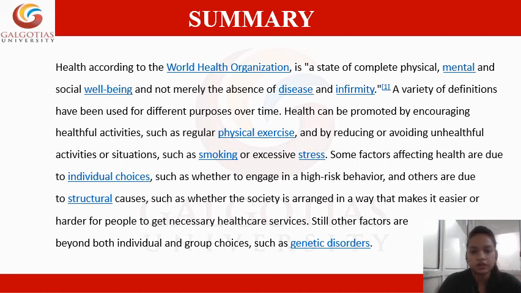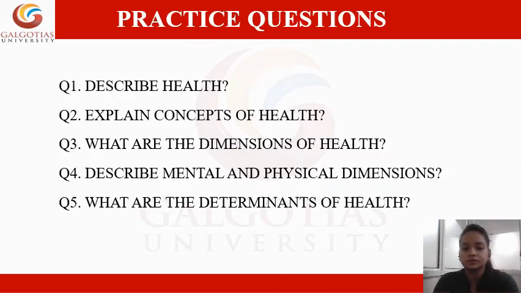Some factors affecting health are due to individual choices, such as whether to engage in a high-risk behavior, while others are due to structural causes, such as whether the society is arranged in a way that makes it easier or harder for people to get necessary healthcare services. Still other factors are beyond both individual and group choices, such as genetic disorders.